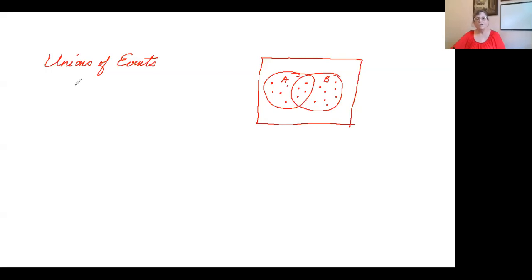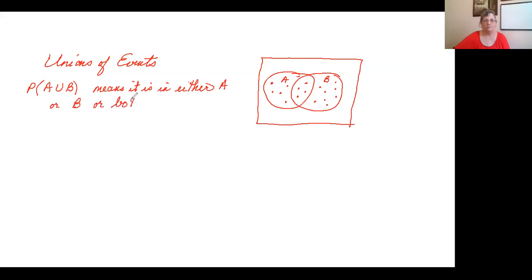Let's talk about unions of events. A union, when we're talking about probabilities, means perhaps the probability of A union B, which means that it is in either A or B, or it can be both. So here's A, here's B, here's both.